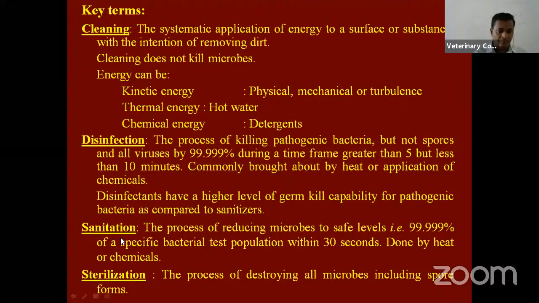And coming to sanitation. Sanitation or sanitization is a process of reducing the microorganisms to the tune of 99.999%. All pathogens are killed, and almost all non-pathogens are killed. But some very resistant viruses and some of the spores are not eliminated by the sanitization process. And you see that within 30 seconds, a sanitizer brings about the sanitization effect.